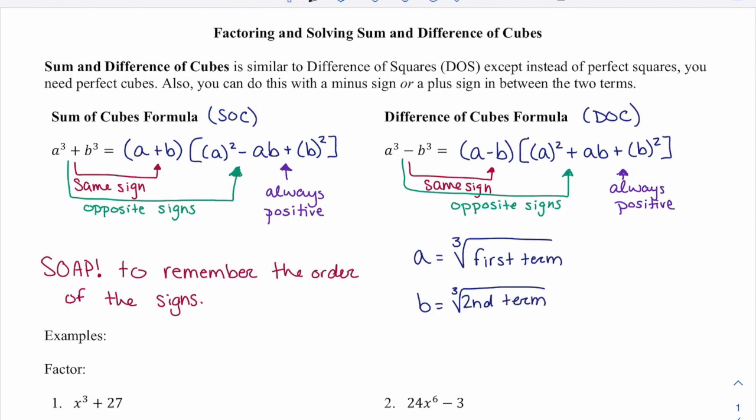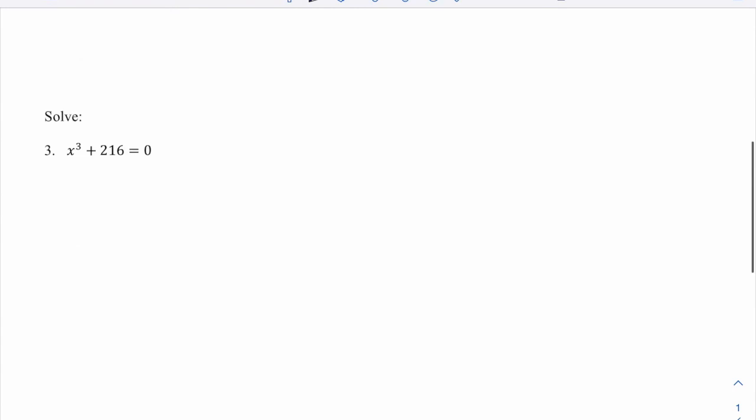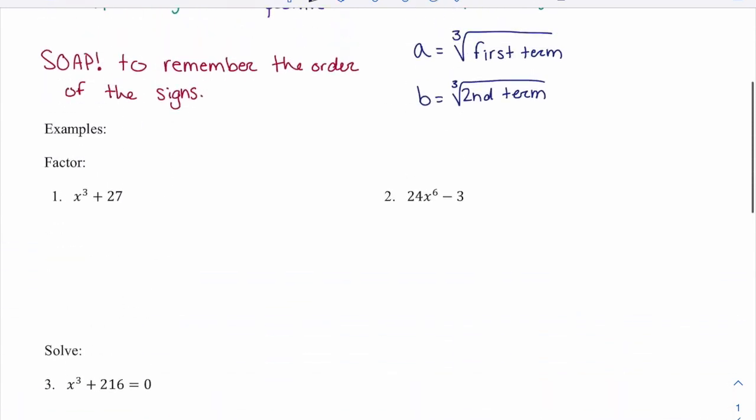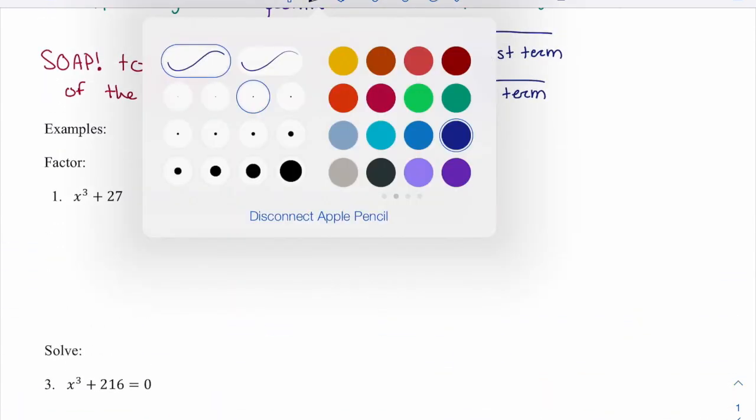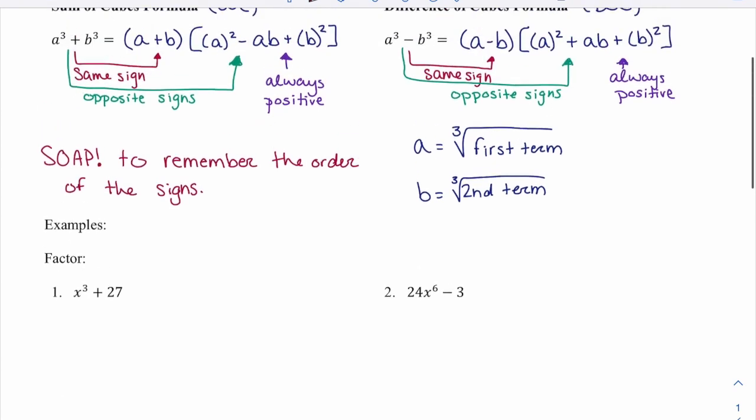So let's do a couple of examples where we factor and solve. Keep it a little simple and then get a little harder as we go along. There are just 3 examples. So the first one just says to factor. So not equal to 0, not equal to anything. So I just want to rewrite it in factored form. There's no GCF. We still always want to look for that.